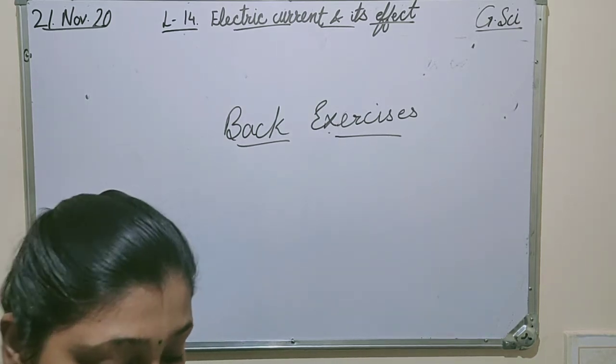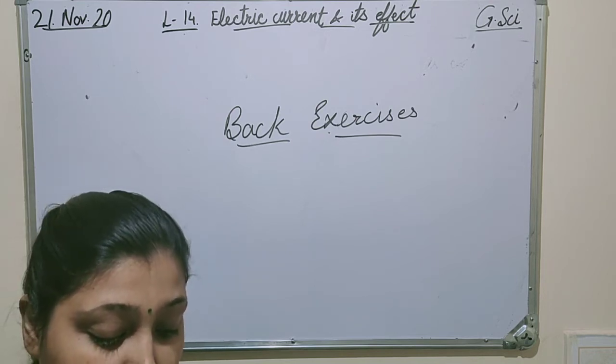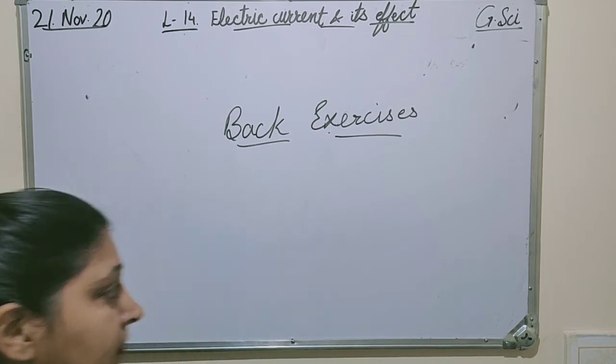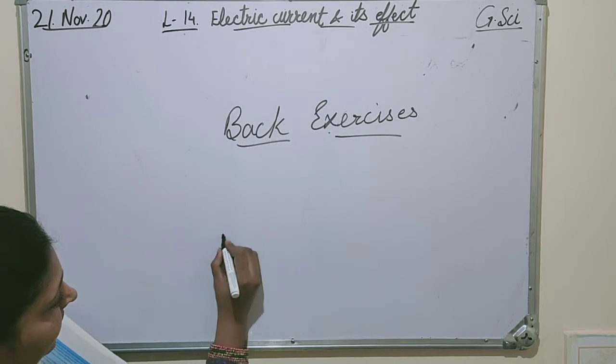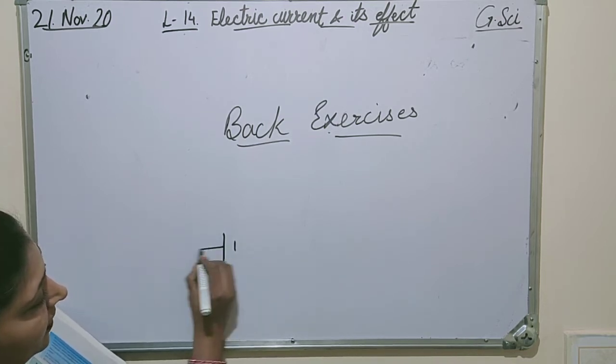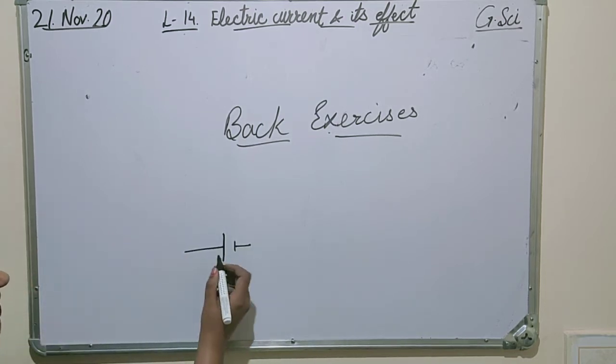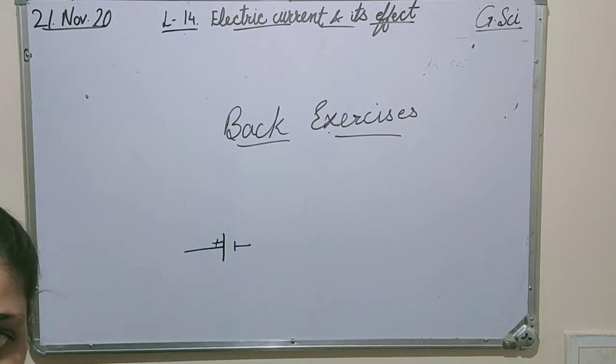Let us continue with fill in the blanks. Longer line in the cell. Yes, if it is a cell, what does this longer line represent? Which terminal is it? It is the positive terminal. Combination of 2 or more cells is called a battery. We had done this so many times. When current is switched on in the room heater, it becomes red hot.